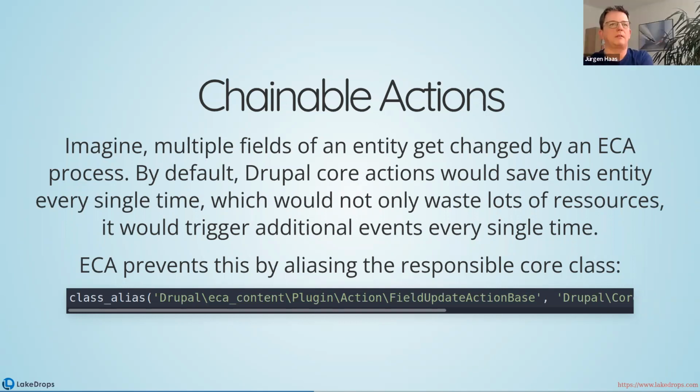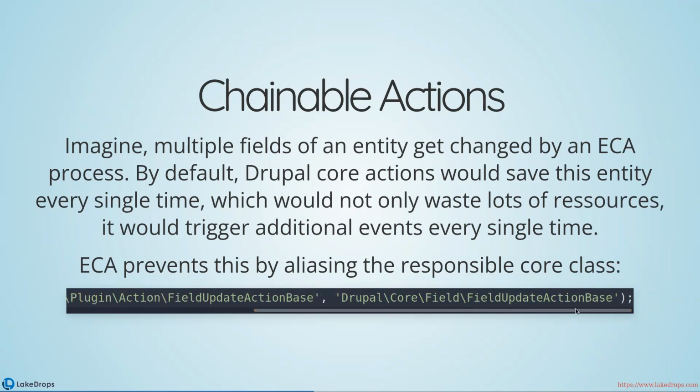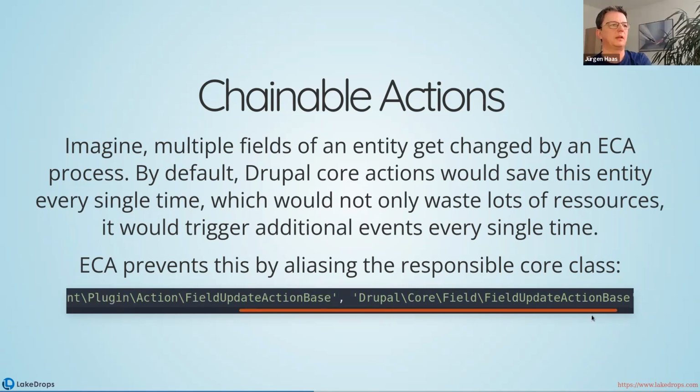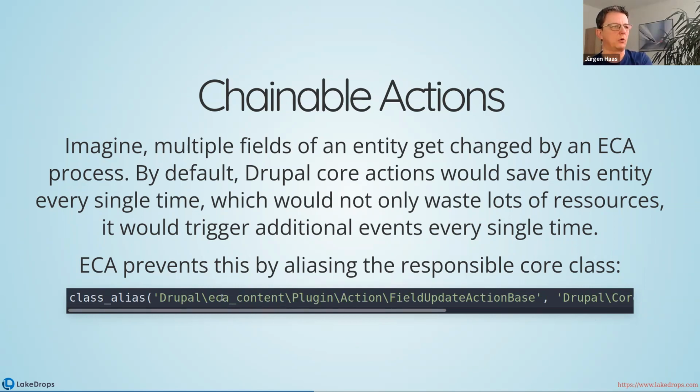But we found a way to actually come around that by aliasing that class from Drupal core, which is the field update action base. So what we've done is we've just defined an alias for that one, which is our own coming from ECA content, field update action base, which does exactly the same thing, except that if it operates inside of the ECA context, it just avoids calling the node save function. So that was a pretty interesting one. And I thought that might be of interest for some of you.